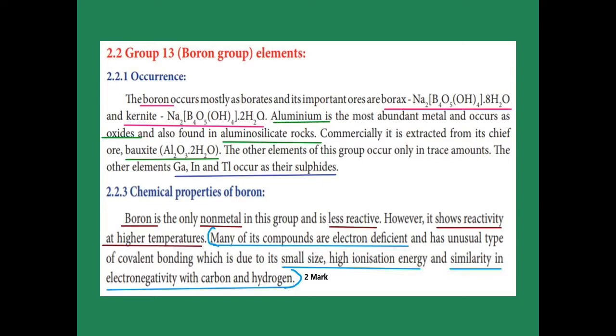Boron has an empty orbital, because of this empty orbital it has electron deficient character, so it possesses unusual covalent bonding. Why does it show unusual covalent bonding? Because it has small size, high ionization energy, and its electronegativity is similar to carbon and hydrogen. So this is 2 more questions. What is the question here? Boron shows unusual covalent bonding. Why?